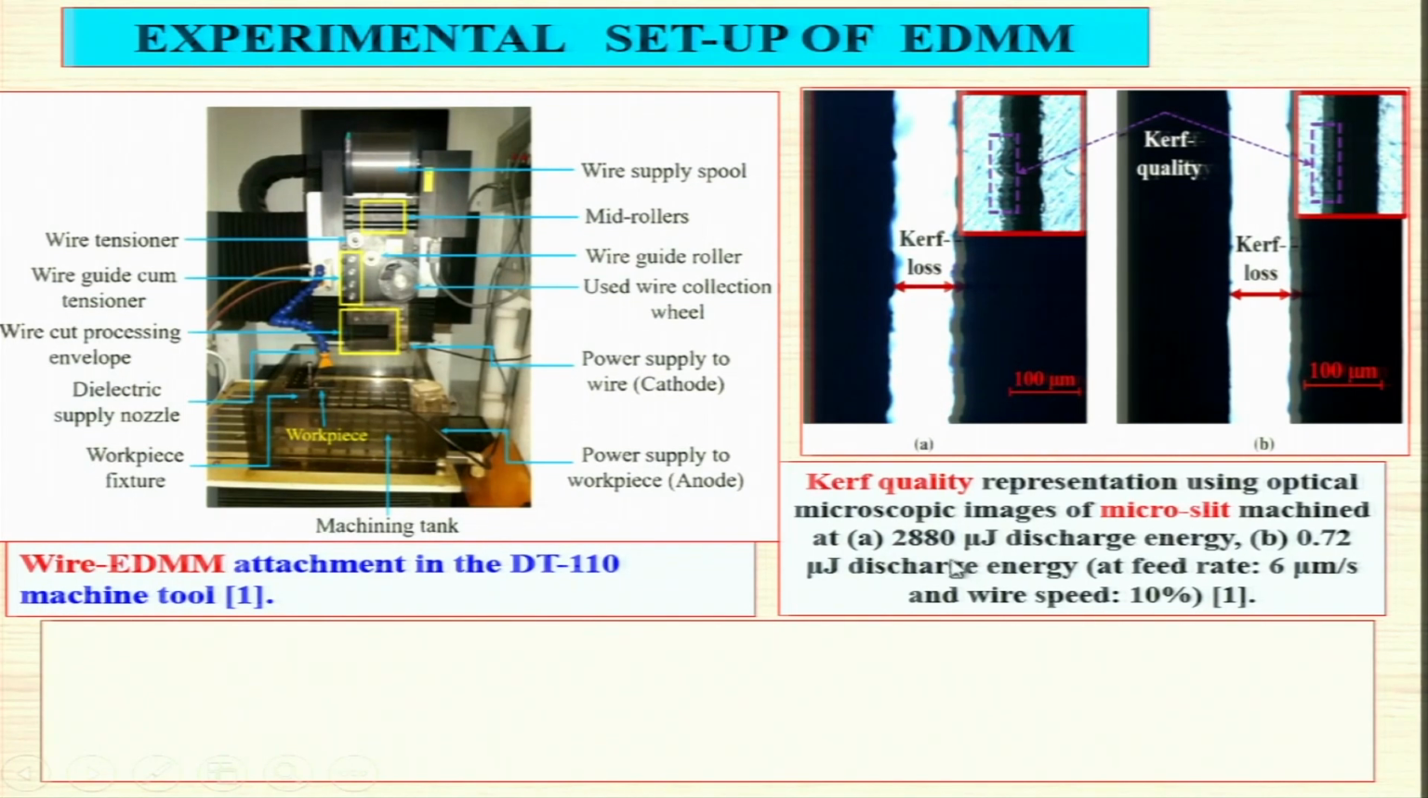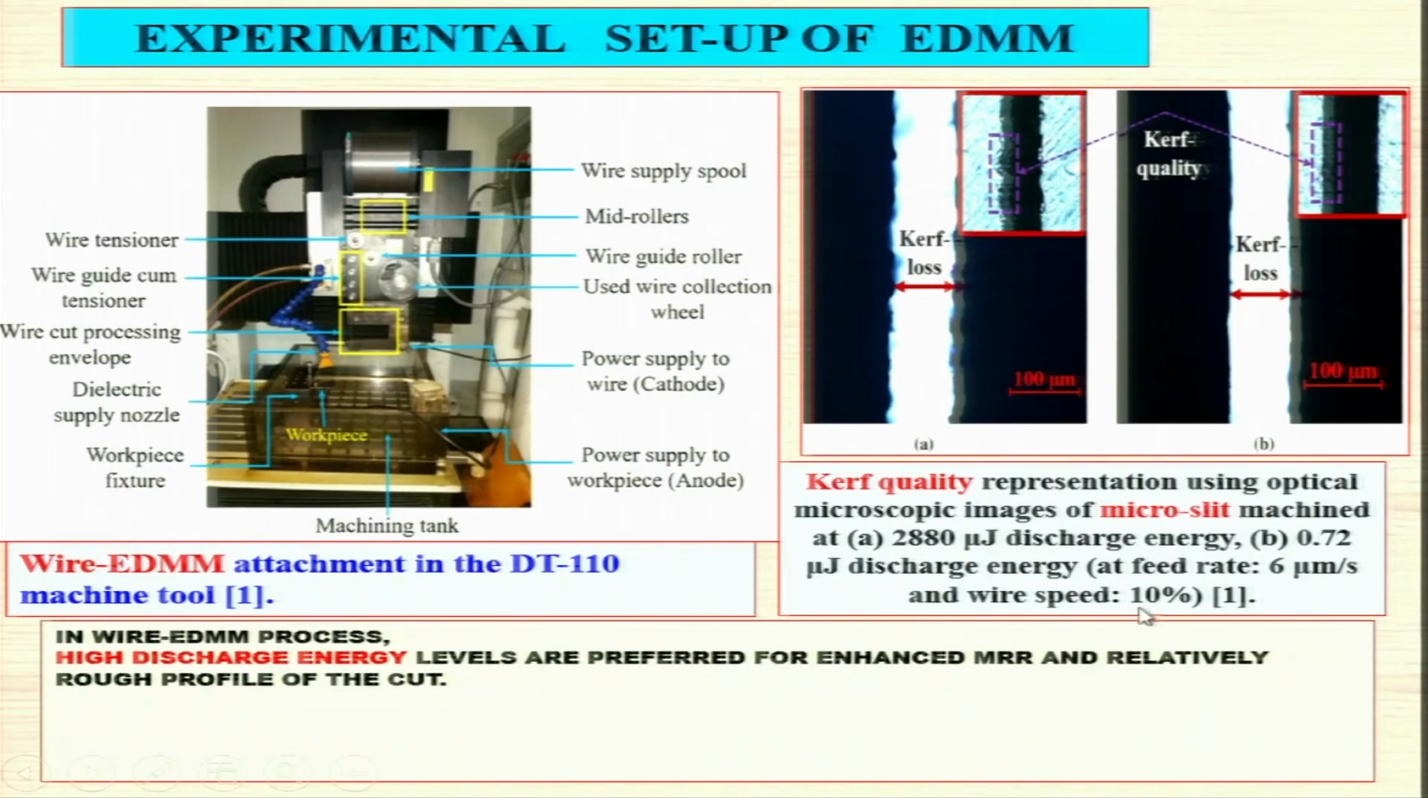Machined at 2880 microjoule discharge energy and 0.72 microjoule discharge energy at a feed rate of 6 micrometer per second and wire speed of around 10%. In wire EDM, sorry, something is wrong over here. Wire speed should be in meter per second, but this feed rate is more or less the same as the wire speed. So we will see, I will correct it later on.